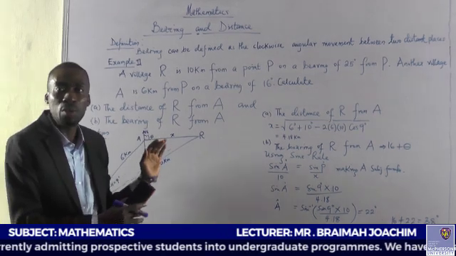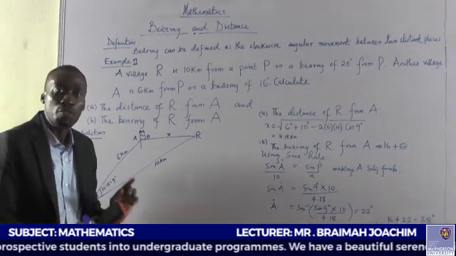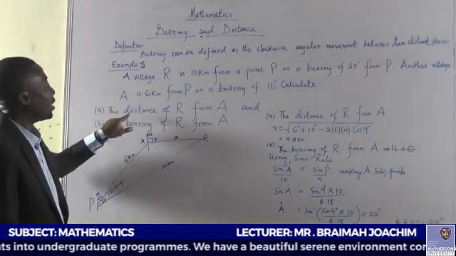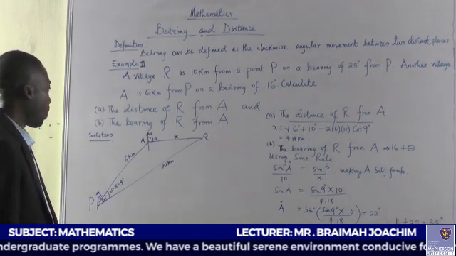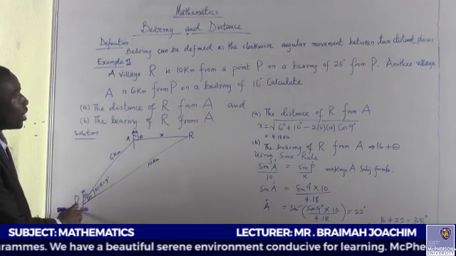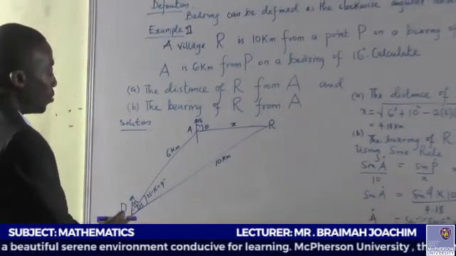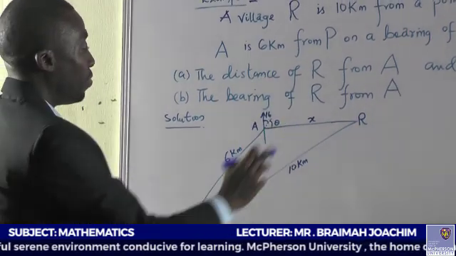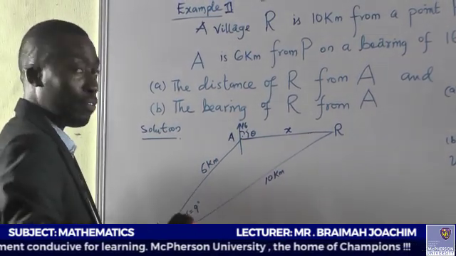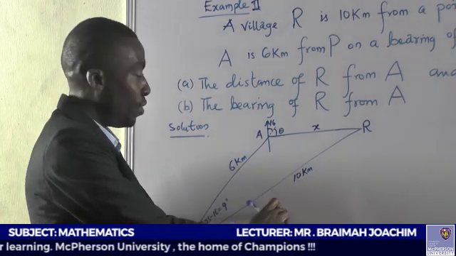Now, one important thing we need to take note of here is that both villages are taking their bearing from P. So we are going to start from P, because the starting point is actually from P. We are asked to look for the distance of R from A. If we take the region from P, the village A is 16 degrees, while the village R is 25 degrees. We are given the distance 6 kilometers from P to A, while from P to R village is 10 kilometers.